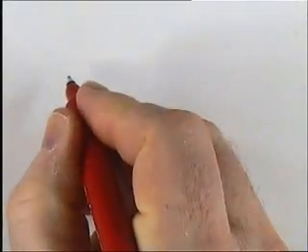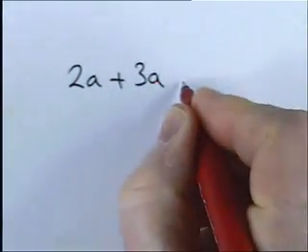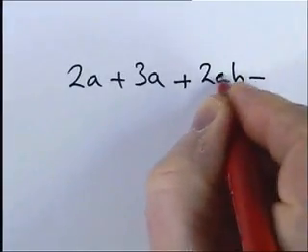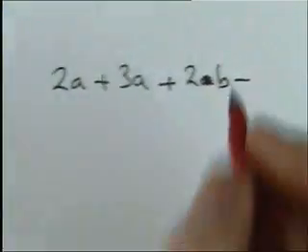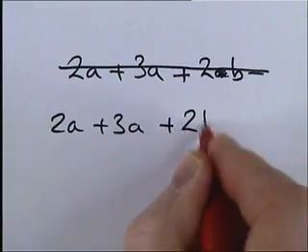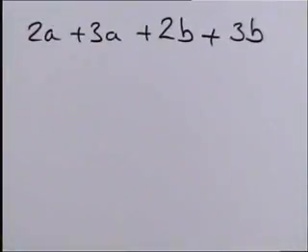Okay. Right, so we've looked at one unknown. Let's look at two unknowns now. 2a plus 3a plus 2b, oops, let's cross that out. 2a plus 3a plus 2b plus 3b. Again, pause your video and see if you can write that in a more simple way without changing the value of the overall expression.